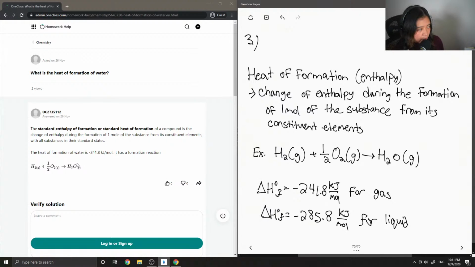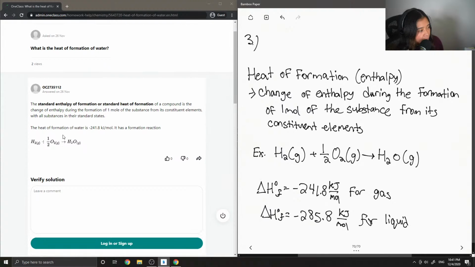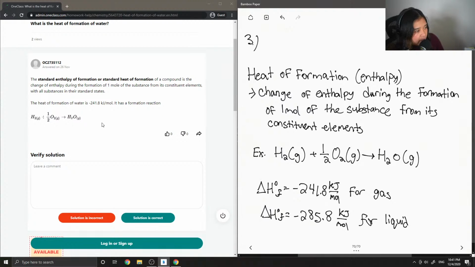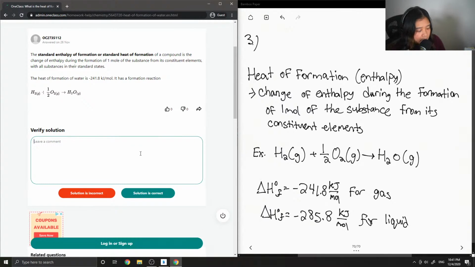Okay, so the junior tutor said, the standard enthalpy of formation or standard heat of formation of a compound is the change of enthalpy during the formation of 1 mole of the substance from its constituent elements, with all substances in their standard states. Heat of formation of water is negative 241.8, and then they just wrote out the formation reaction as well. Yep, so this solution is correct. I'm also just going to add the value for liquid water.